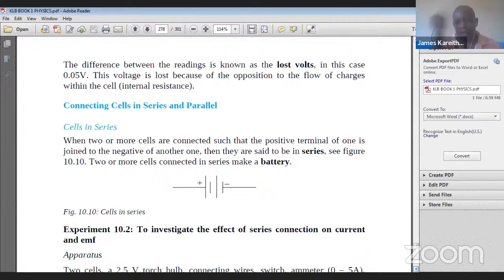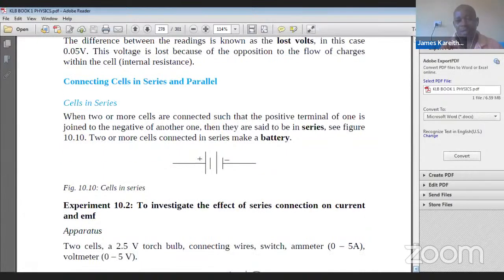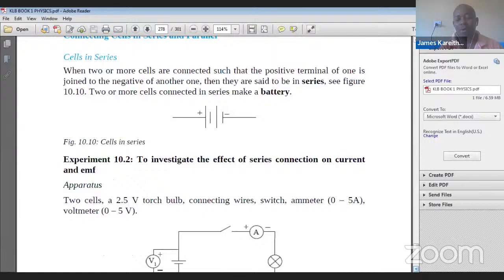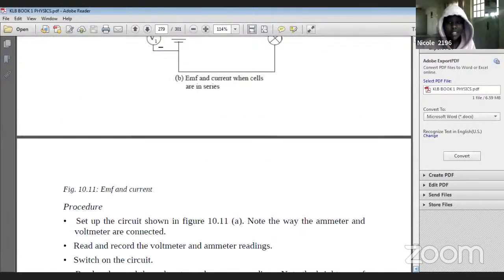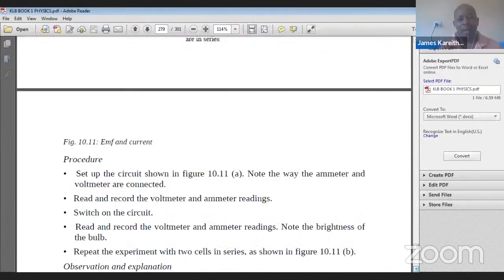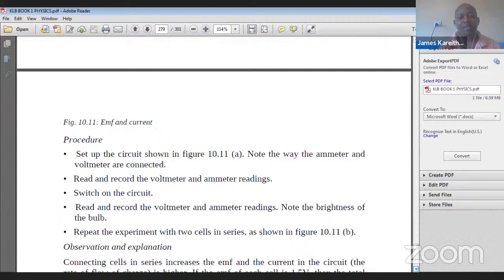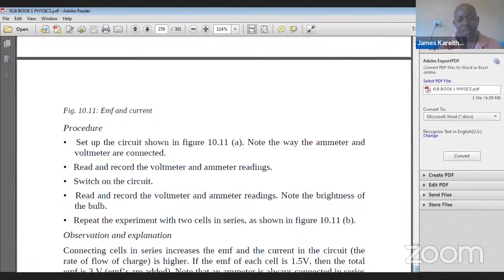Very good. Let me ask Nicole 2196. And for the last time, Nicole, I'll not warn you again about your cape. Nicole, give us an example of a good electrolyte. Dilute sulfuric acid. Very good. I like the way you have stated. The word is dilute sulfuric acid.